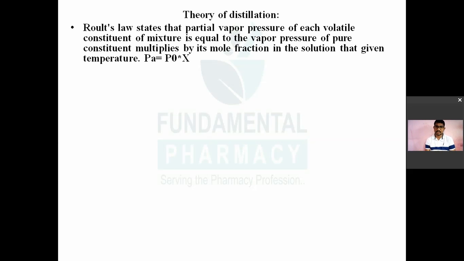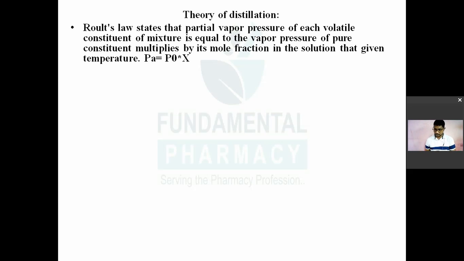So what it states: the partial vapor pressure of each volatile constituent of a mixture is equal to the vapor pressure of the pure constituent multiplied by its mole fraction in the solution. इसका सीधा सीधा कहना ये है कि अगर आपके पास दो लिक्विड का मिक्सचर है, तो उसमें लिक्विड ए होगा, लिक्विड बी होगा. पार्शियल वेपर प्रेशर ऑफ ए is nothing but the vapor pressure of A in a pure form and its mole fraction.